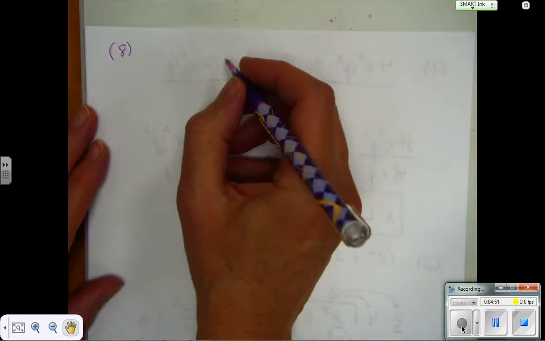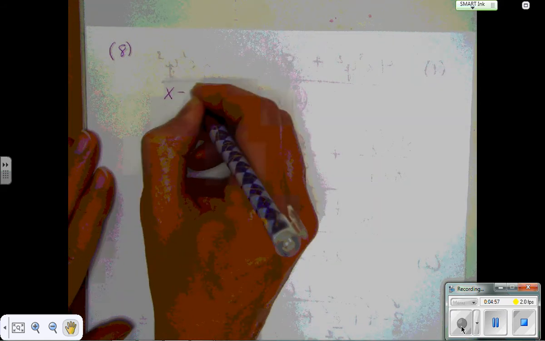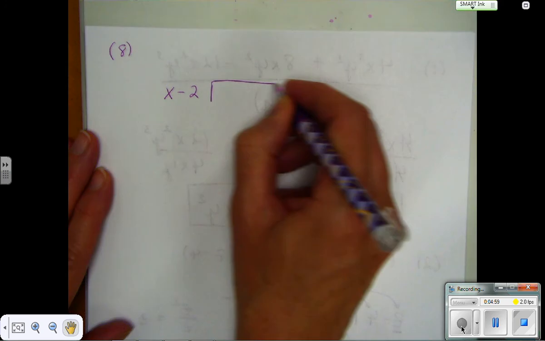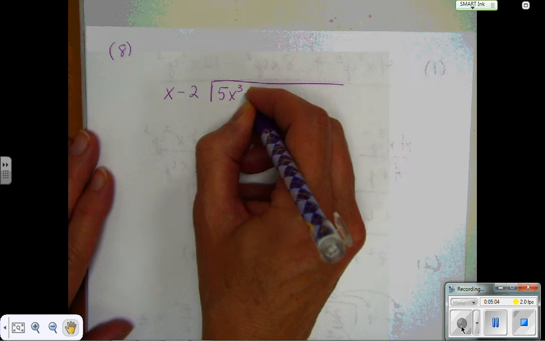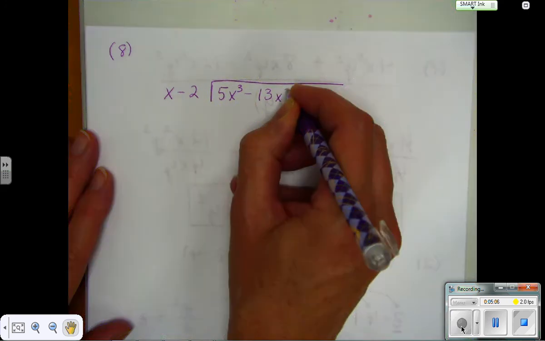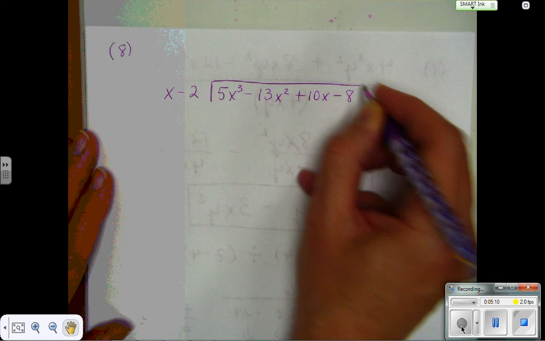Okay, I'm going to do one more example of long division. I'm going to work number 8. So I'm going to set it up with x minus 2 outside the division symbol, and 5x to the third minus 13x squared plus 10x minus 8 inside.